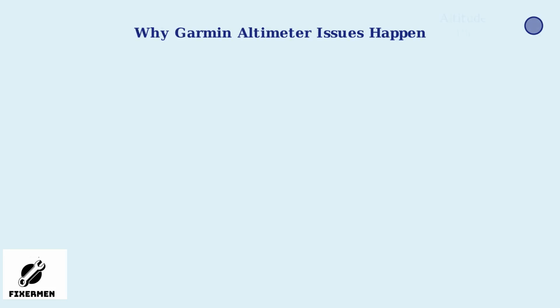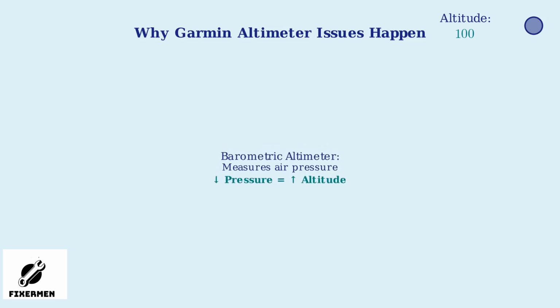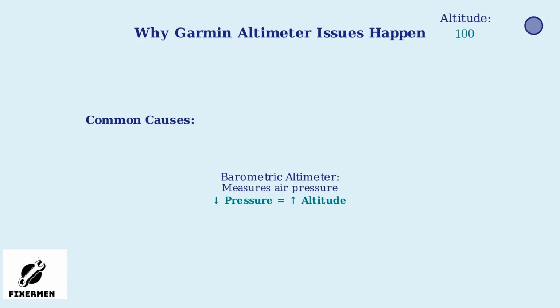Is your Garmin watch showing incorrect altitude readings? You're not alone. Garmin watches use a barometric altimeter to measure air pressure and estimate your elevation. This segment explains why inaccuracies occur, focusing on common culprits like calibration errors, sensor degradation, software glitches, and environmental factors.